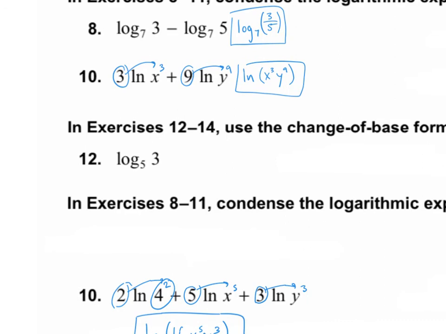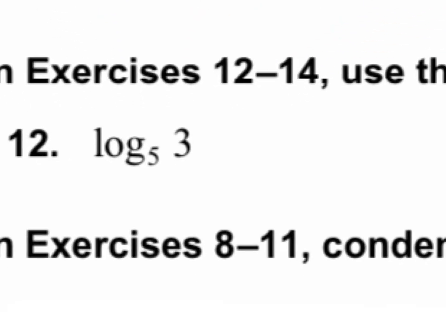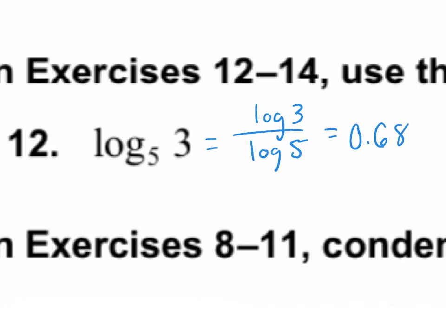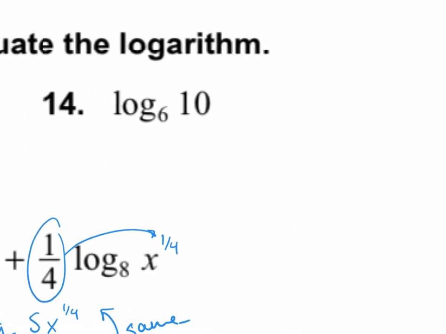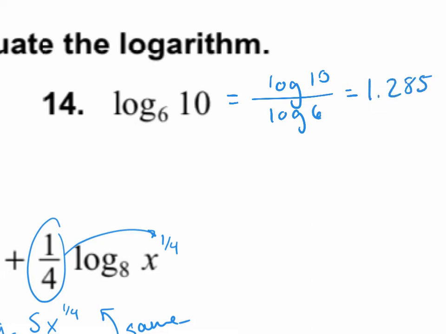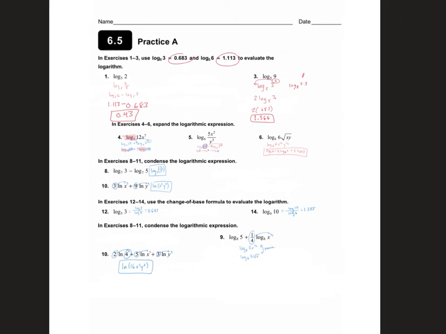Okay, number 12. We have to use the change of base formula to solve. So what goes on top in our change of base formula? Log 3. What goes on the bottom? Log 5. What do you get when you put this in the calculator? 0.683. Everybody agrees? Super. So I'll get 14. What goes on top? Log of 10 over log of 6. What do you get when you put this in the calculator? 1.285. Everybody agrees? Awesome. So that is it for 6.5. Any questions?